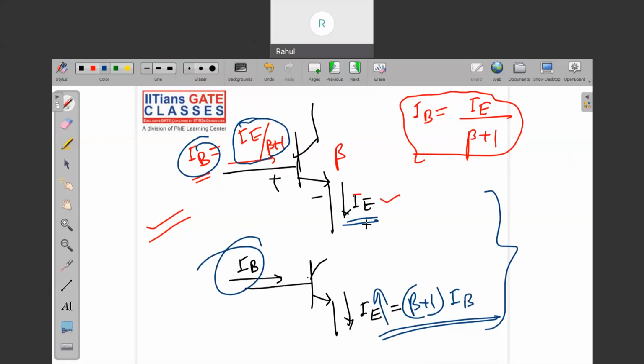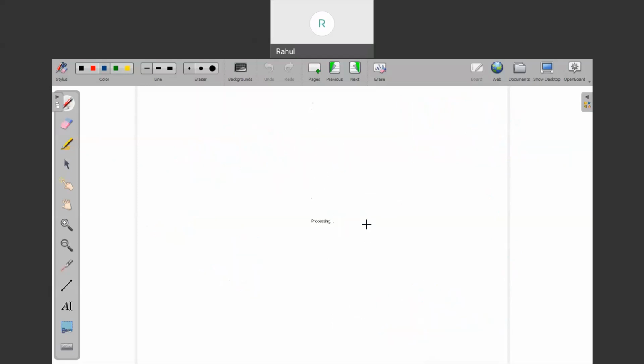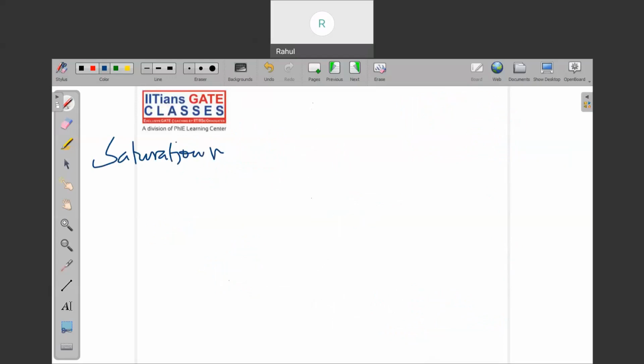numerical problems. Okay, so now we will talk about the saturation region, which is very, very important as well. I'm not going into much detail, I'm just brushing up so that you can solve the problem, and I have to make you problem-solving ready.